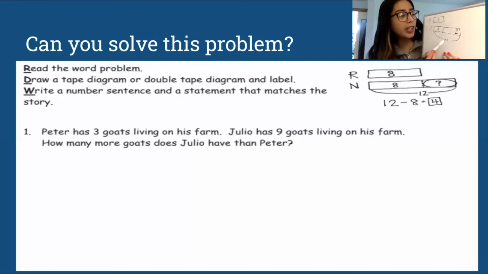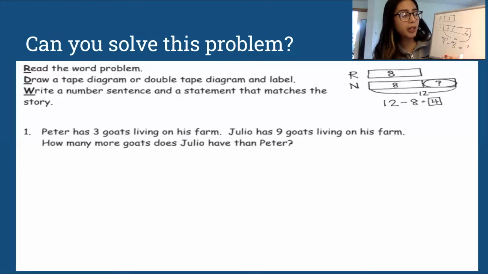So if I know one of his parts is 3 and I know his total is 9, I can do my subtraction number sentence again. I can start with my total 9, take away that part that I know, 3, so I'll write part, and then to get the part that I want to know.